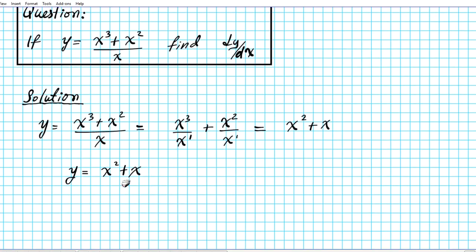Now you notice that we don't have to apply the product or quotient rule here. We can just differentiate this using term by term differentiation. So y prime is x squared prime plus x prime. The derivative of x squared, remember your power rule. If we apply that here, let me just put the rule on the side. The differentiation rule that we're going to be using.